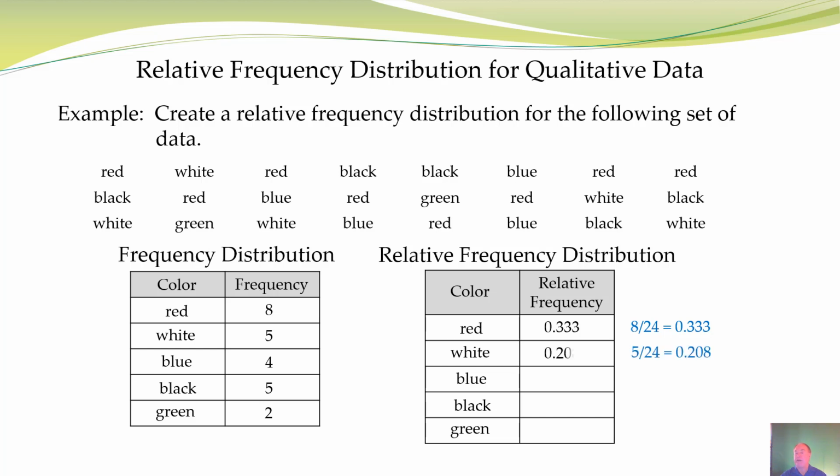White's going to be 5 divided by 24, rounded off, 0.208. Blue would be 4 divided by 24, 0.167, rounded off. All of these are rounded to 3 decimal places. Black's 5 divided by 24, green would be 2 divided by 24. So now we would have our relative frequency distribution. It's the frequency divided by the total number of frequencies.